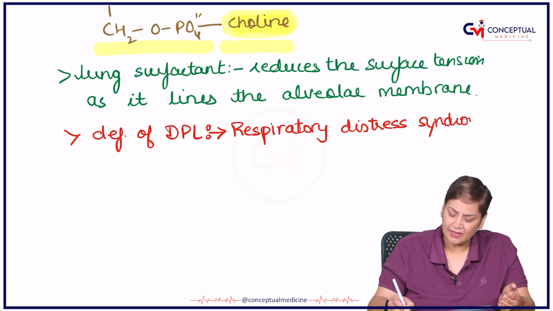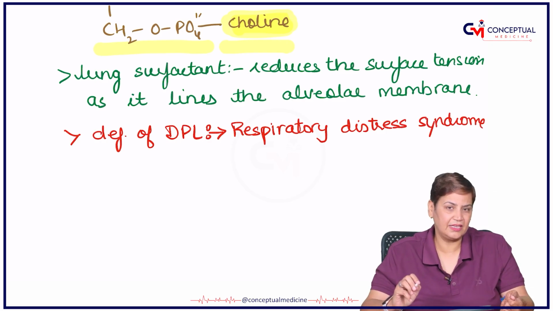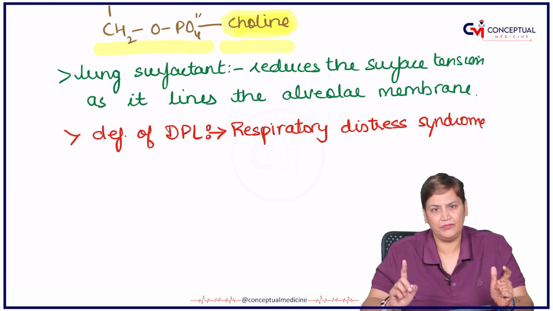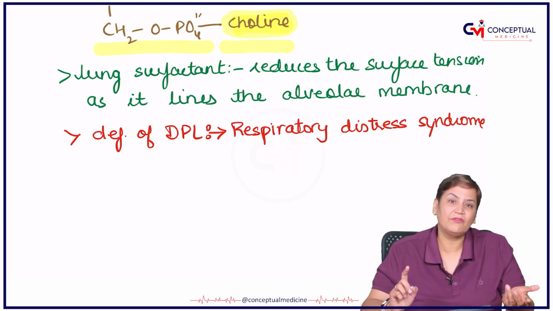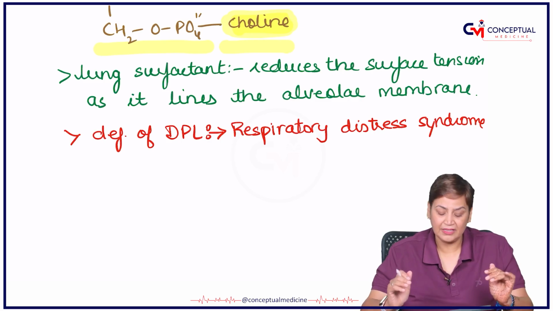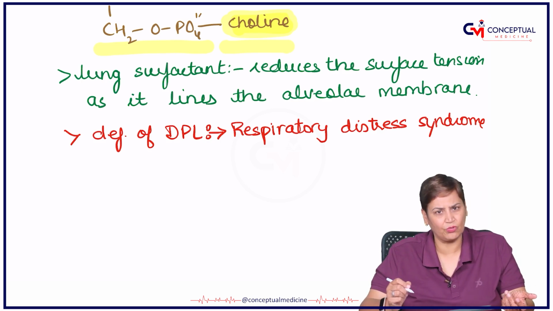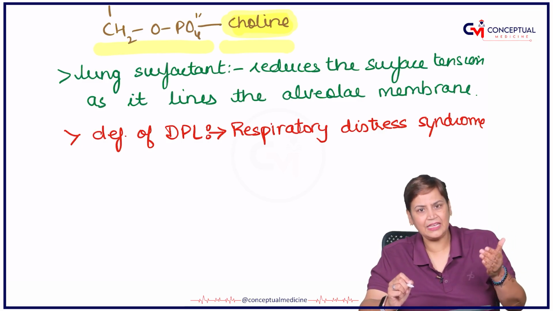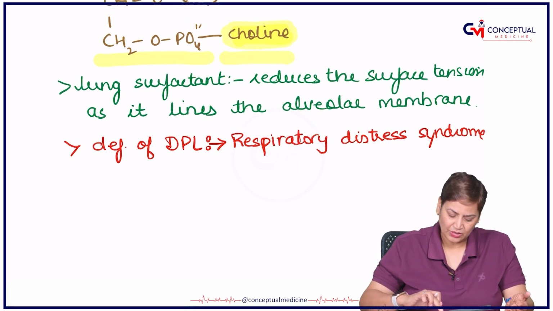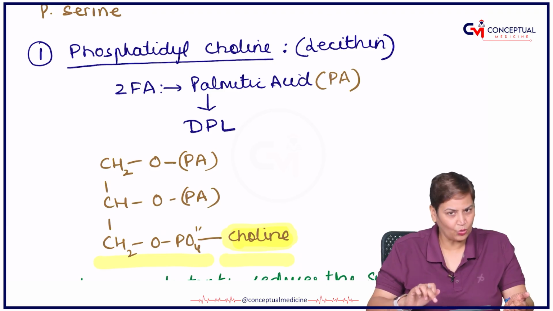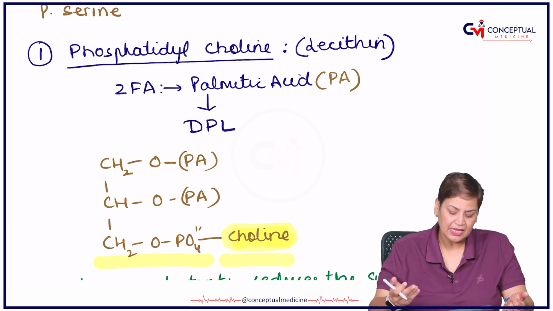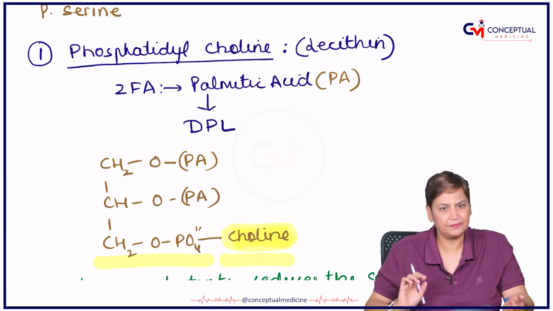That is why a lung maturity test is conducted in the fetus, just to check whether the child, when he is born, his lungs are mature enough. That is the lecithin to sphingomyelin ratio. Okay, just to check that. Otherwise, there will be a problem obviously in respiration, respiratory distress syndrome will be caused. So it is just lining the membrane. Okay, so this is phosphatidylcholine, commonly lecithin, example is DPL.